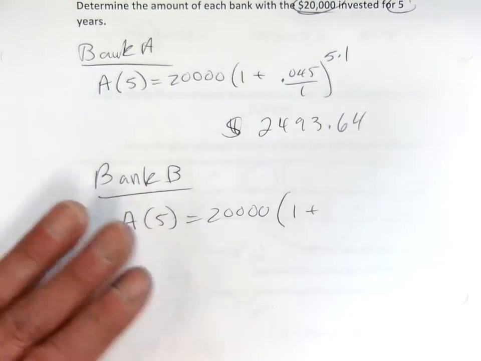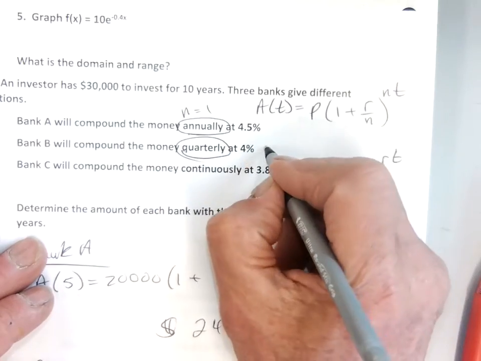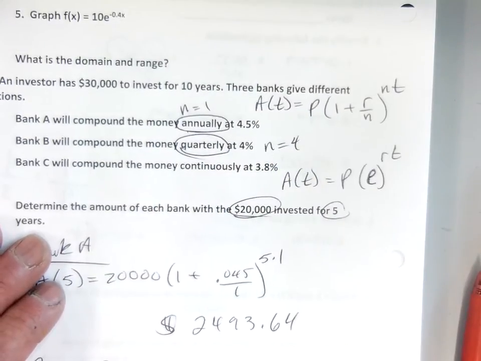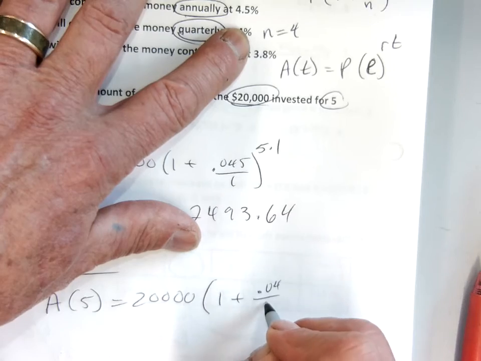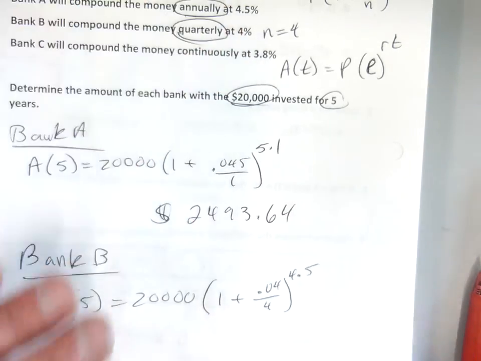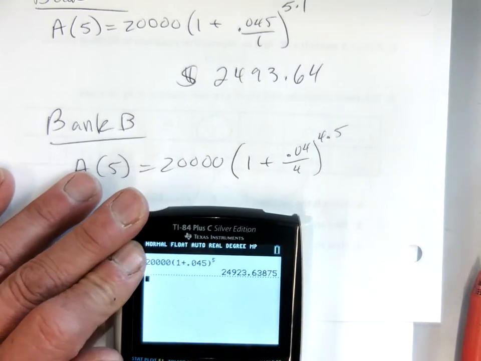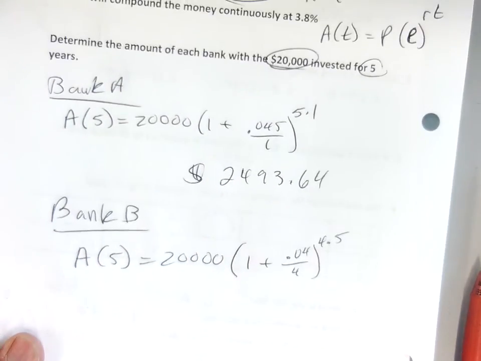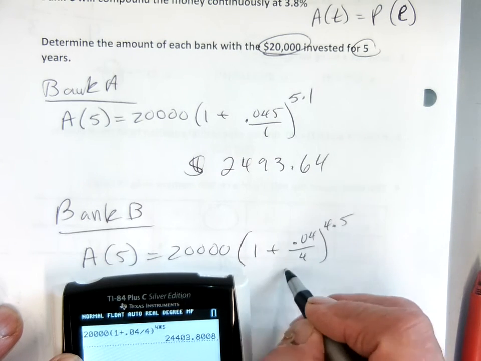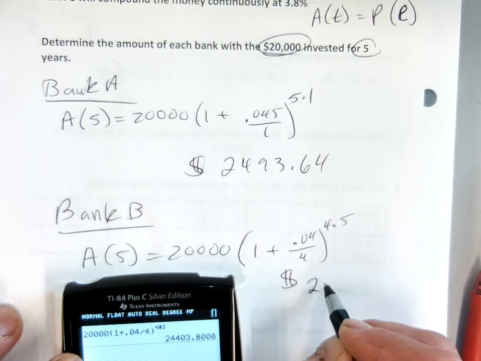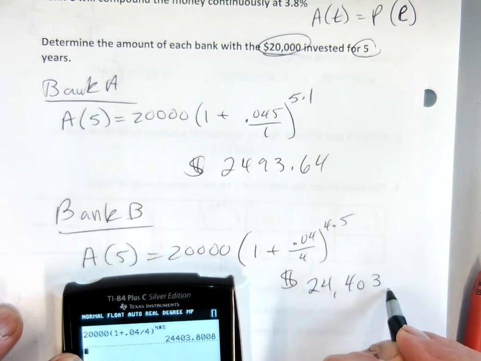Okay, now, next one. We're going to do it quarterly. So n is 4, okay? Quarterly, n is 4. So 1 plus 0.04 over 4 to the 4 times 5. Okay, so make sure you guys try this one too. Make sure you get the right answer. Okay, 20,000 times (1 plus 0.04 divided by 4) to the 4 times 5 power, okay? I want you guys to try this one too. Make sure you get the right answer. $24,403.80, okay?